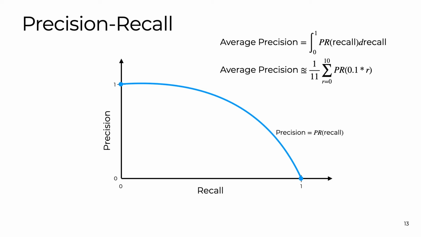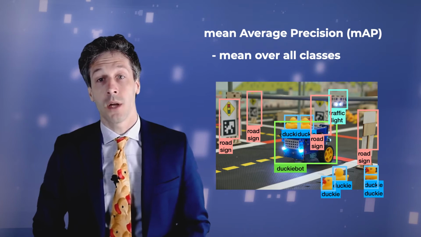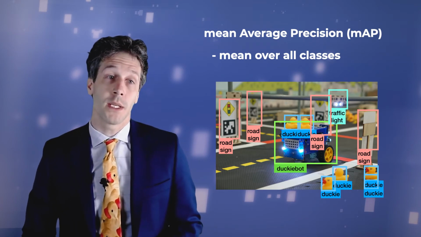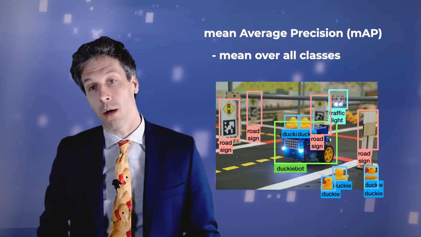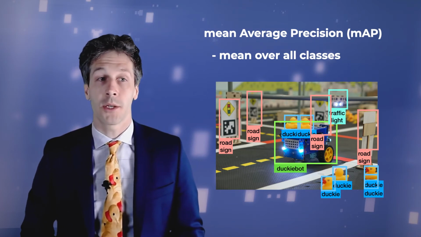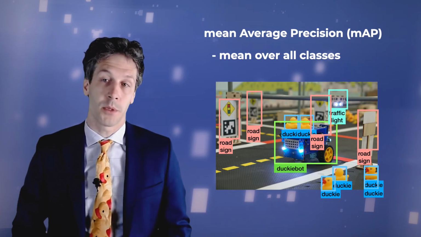up to 1.0. However, in our case, we may have many different object classes, not just duckies. As a result, we need to take the average or mean of the average precision over all the object classes. The result is the metric that is most commonly used to evaluate object detection algorithms, the mean average precision, or mAP.